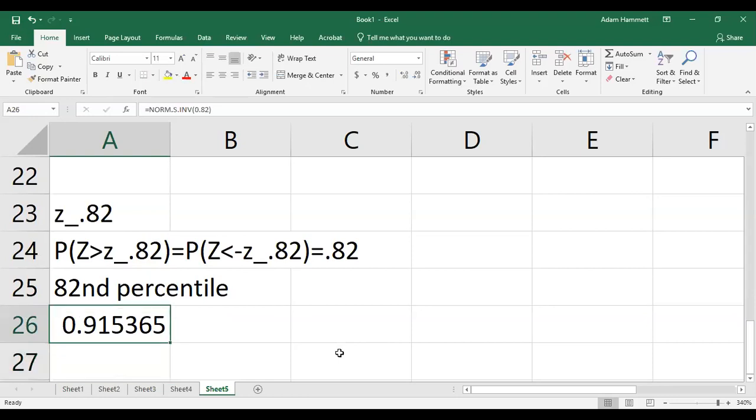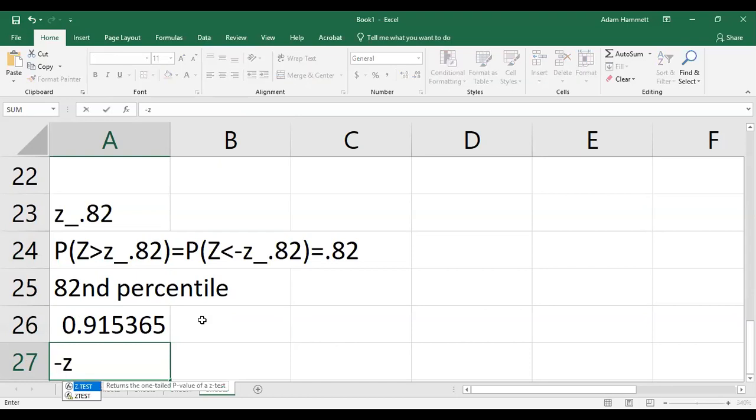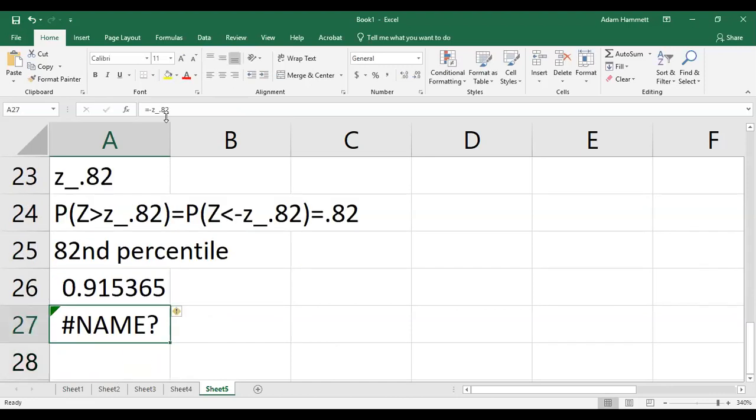0.915365. But remember, that's what the negative of this thing would be. This guy right here is the negative z sub 0.82. I shouldn't have put equals on there. That's the negative of this thing. Okay, so that's what's going on with this thing.